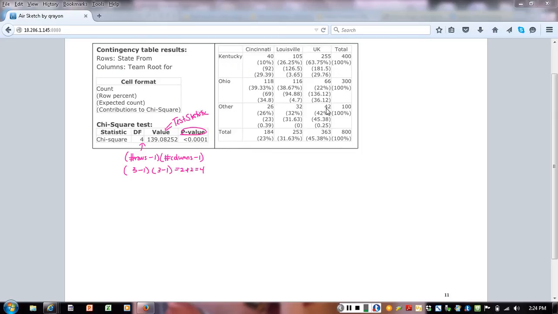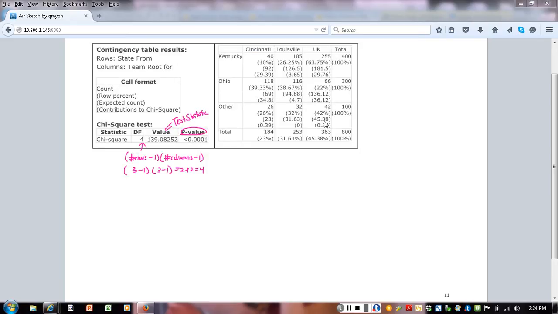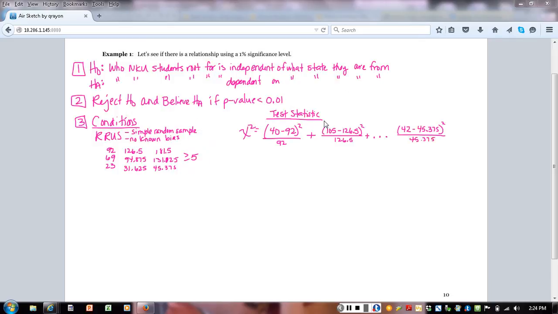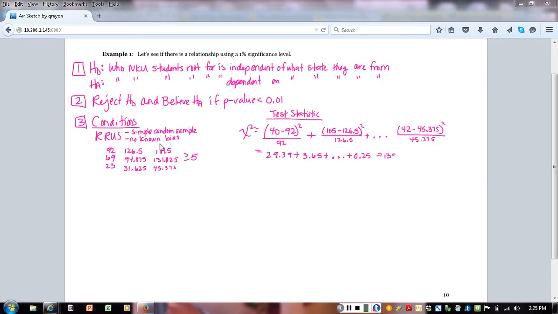I'm just going to list the last one here for demonstration. So I'd keep doing that for all 9 numbers until I get to the end here. And I would find these different numbers and add them together. And what I should get is my test statistic here in the output, this 139.08, when I add them all together.